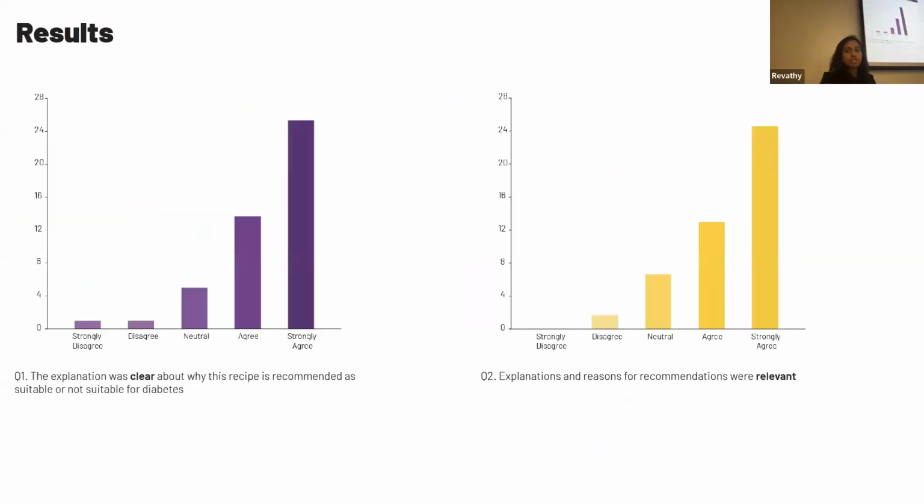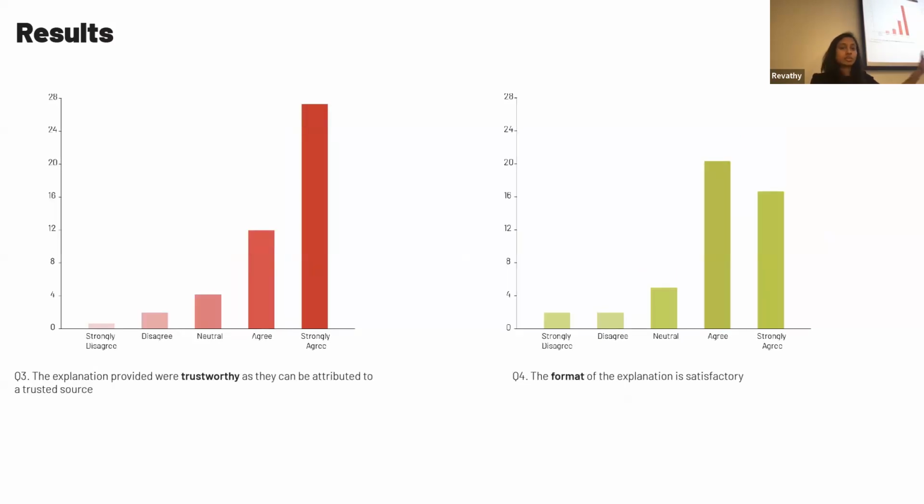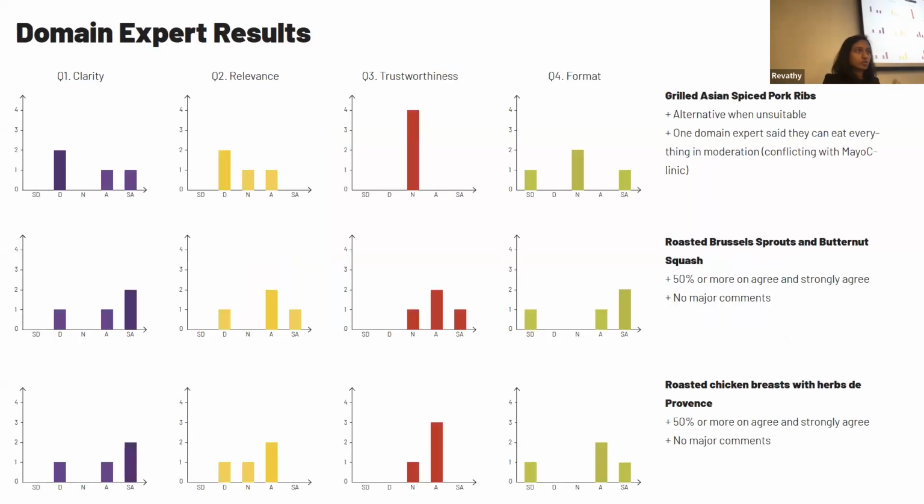And when we looked into the results for each of the questions, it's mostly on the positive side, strongly agree or agree for clarity, relevancy, trustworthiness, and also the format. So for format, we can see that there is a slight inclination towards agree because the explanations are very lengthy, and we are working towards a UI which provides a bit more interactive explanations. We also asked the domain experts, what do you think about these explanations?